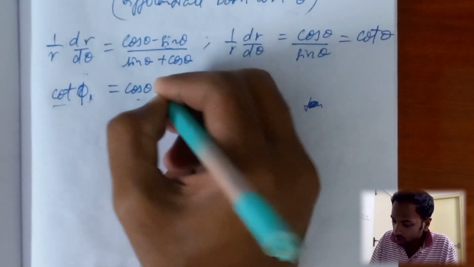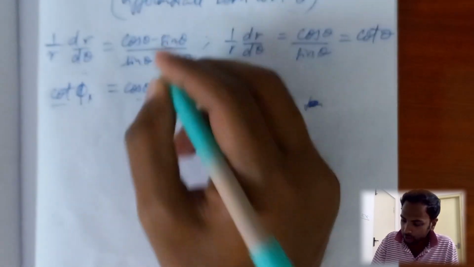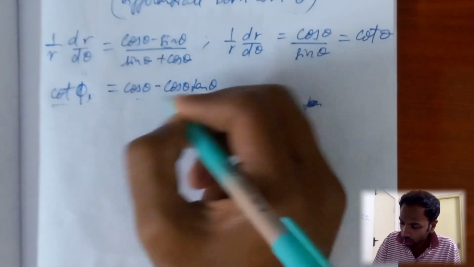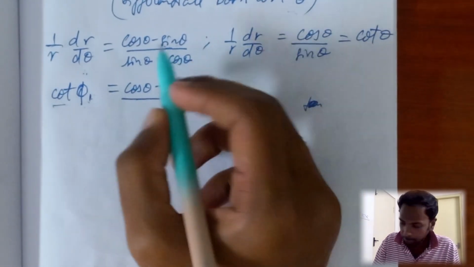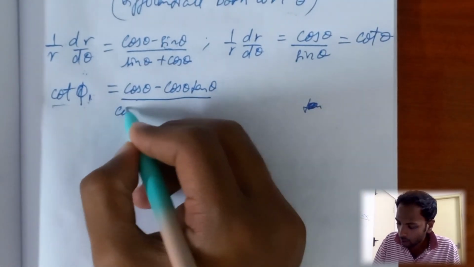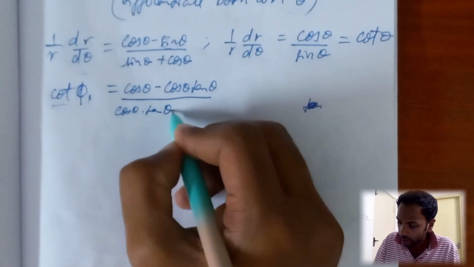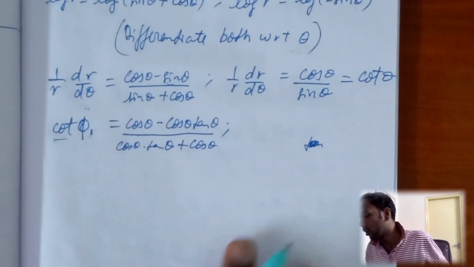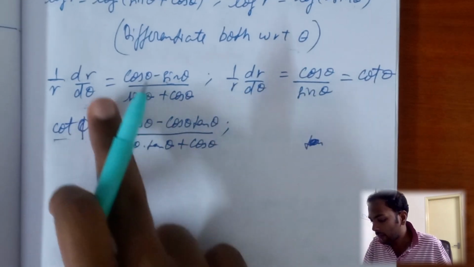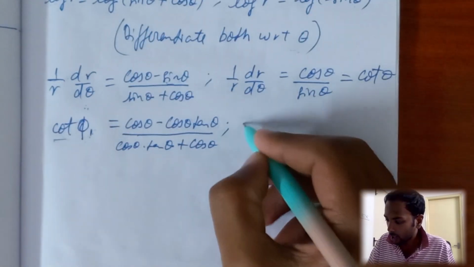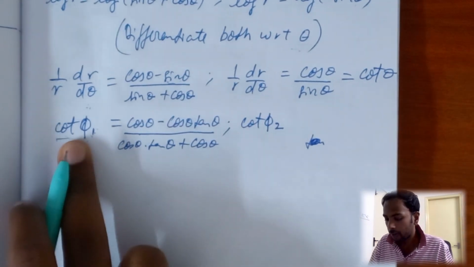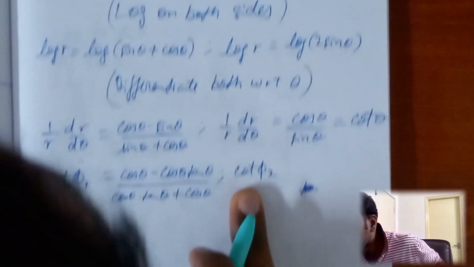So cos theta minus, in place of sine, what did I say? Cos into tan. Cos theta into tan theta, by, in place of sine, again I'll put cos theta into tan theta plus cos theta. This is the first equation. Now 1 by r into dr by d phi, we saw, is cot phi. So in this equation, I'll refer to this as cot phi 2. This is cot phi 1. This is cot phi 2.